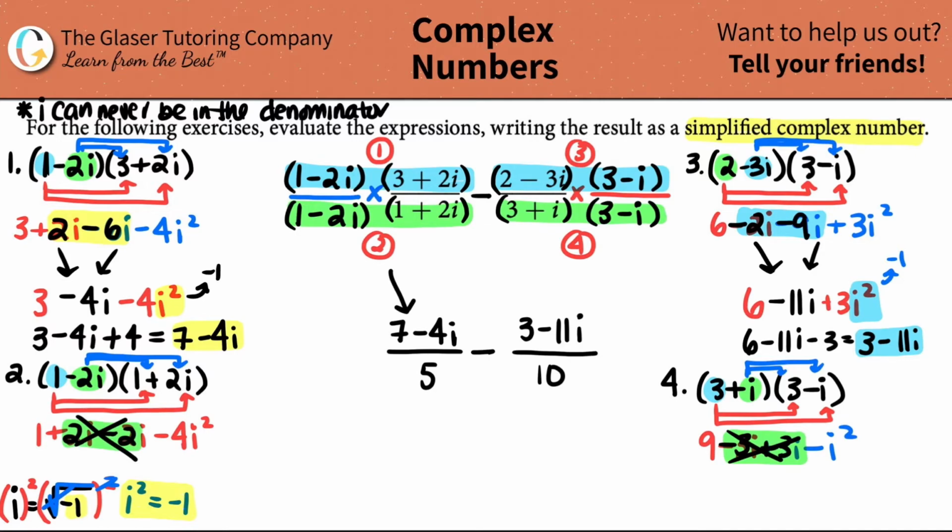Now, I want to simplify this, but I can't do the subtraction unless I have common denominators, right? But this looks a little simple. I have a 5 here and a 10 here. Can I get a 5 into a 10? Yeah, right, because 5 times 2 is 10. So if I just multiply the denominator by 2, I will get 10.